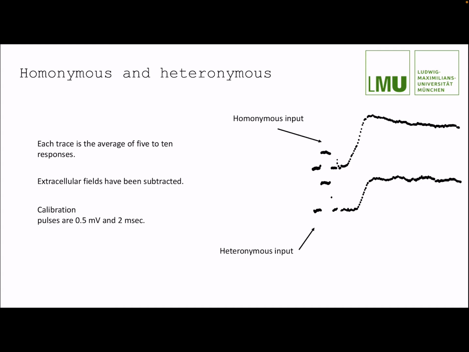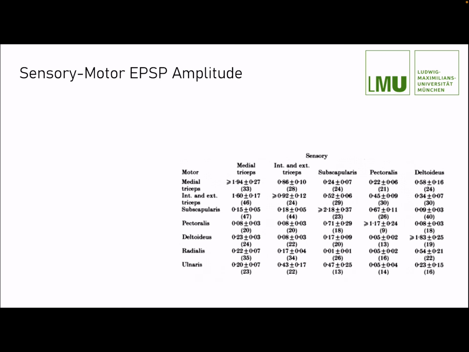So for this reason, they couldn't show this in a histogram, but as you can see here, they estimated the homonymous EPSPs by a direct method. They just subtract the average amplitude of coupling from the average amplitude of the homonymous synaptic potential measured in progression.